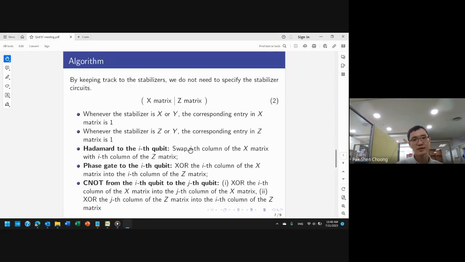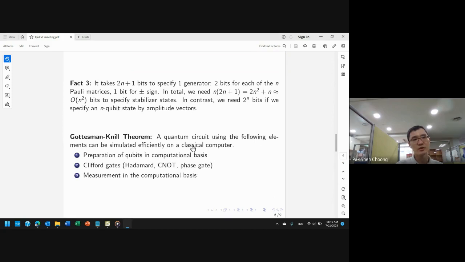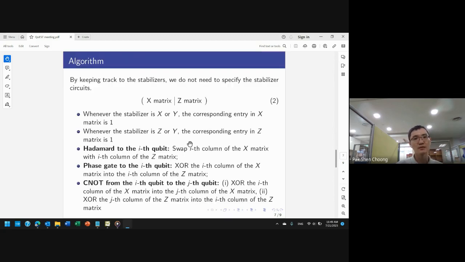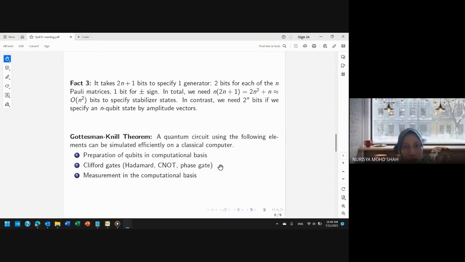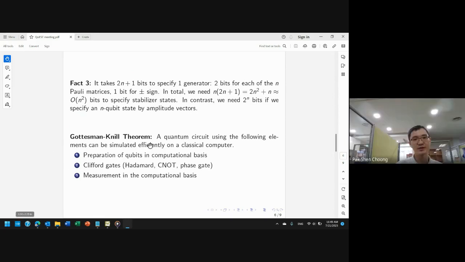So there's one algorithm provided by Gottesman. Essentially, it shows how you can make use of this theorem to keep track of your stabilizer states. Sorry, Choong. So it means that you can just compute or simulate your quantum circuit on a classical computer, right? Provided that you are using these three conditions. Yes, all right.